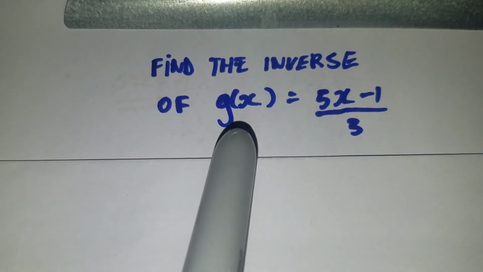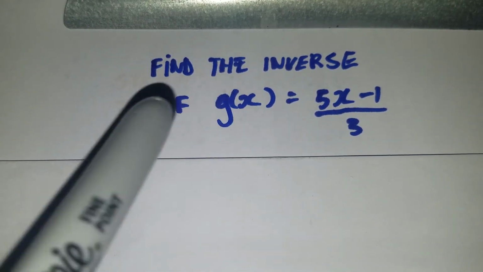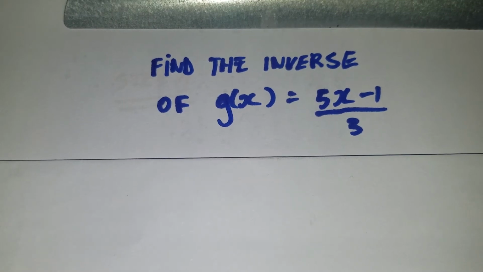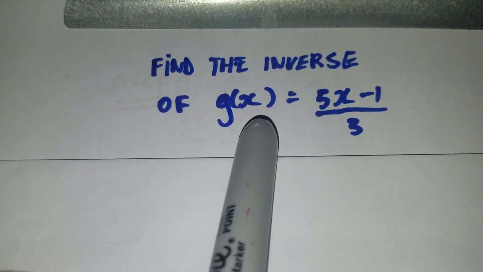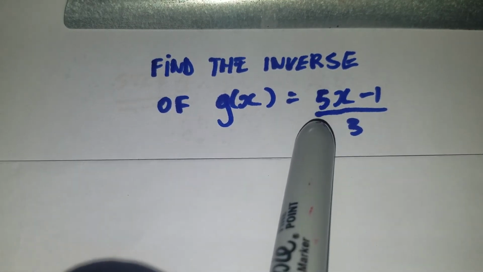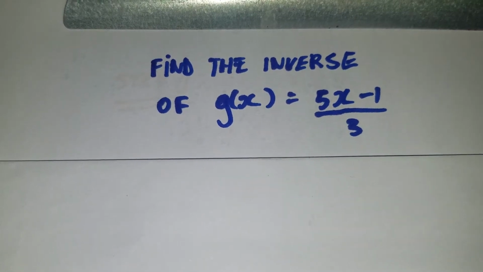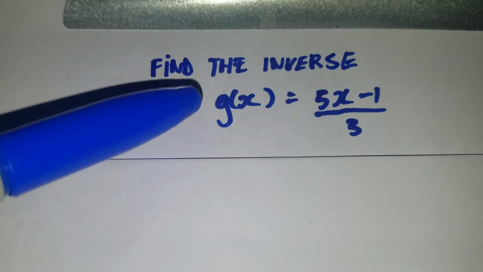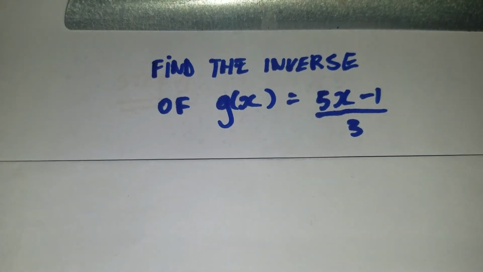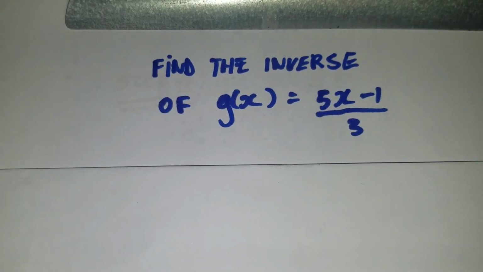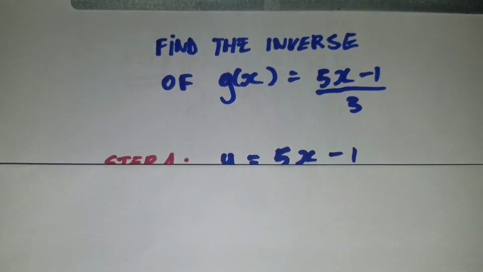Now in this function we have not f of x, we have g of x, but it's no big deal, it's the same thing, right? So g of x is the function and that is equal to (5x minus 1) over 3. So to find the inverse, we still carry out the basic steps. Step 1, instead of writing g of x, we're now going to write y. So we're going to say y is equal to (5x minus 1) over 3.